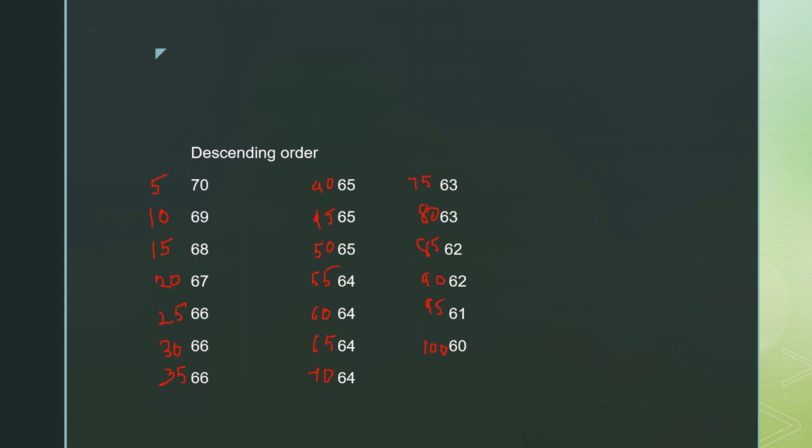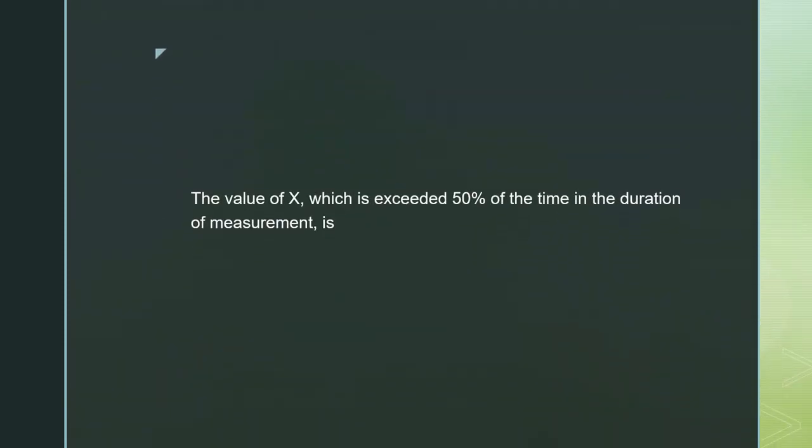Coming to the next question. The next question is the value of x which is exceeded 50% of the time in the duration of measurement is. Option A 66, option B 65, option C 64, option D 63. The value of x which is exceeded 50% of the time in the duration of measurement. Okay. So how we solve this question? See you in the next slide.